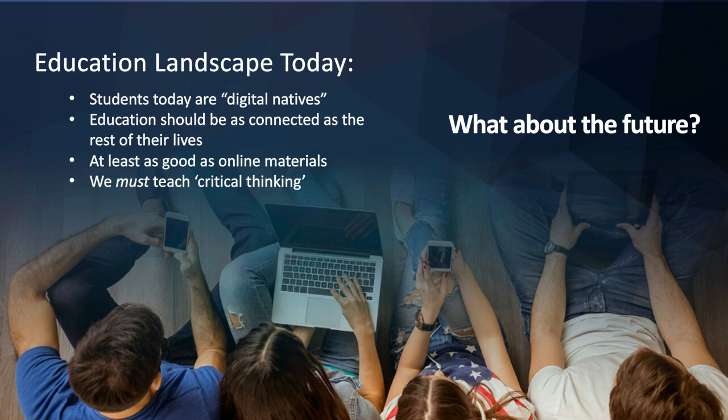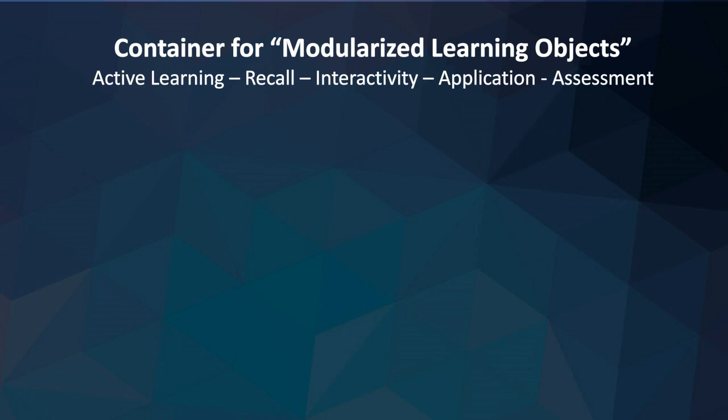The first step on the path towards Online 3.0 education for STEM-based courses is our solution called Möbius. Now, how Möbius fits into the landscape is that e-education materials can be broken down into modularized learning objects. And these objects provide short units of active learning coupled with recall, interactivity, application of the concept, assessment, and evaluation. In short, they cover what I call the 4 E's of education.